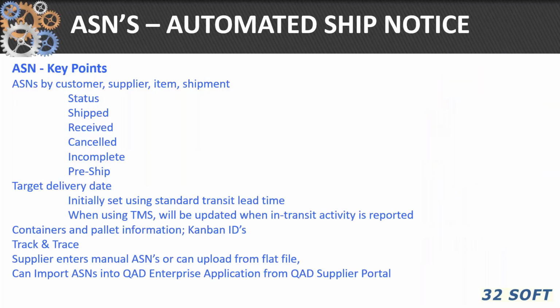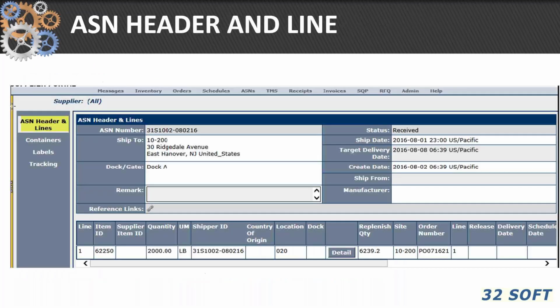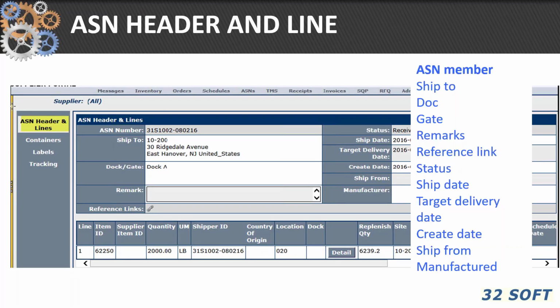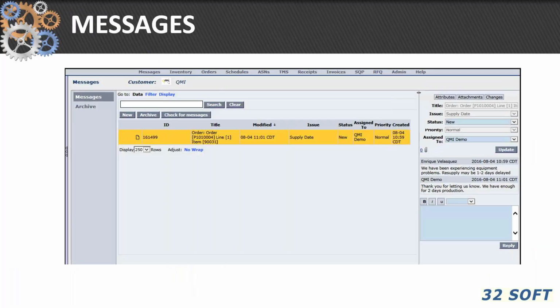There's status, shipments received, canceled, incomplete, pre-shipment, target deliveries. So lots of good information can be generated out of that ASN. Here's the ASN header and line screen. Again, it gives you shipment dates and target deliveries, so you get a better feel for how product is going to come in through the receiving dock.